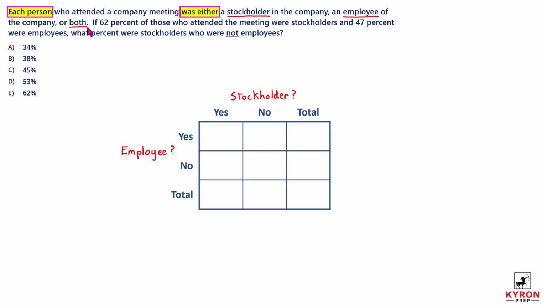To represent this classification in our table, we need to focus on the core of the table. The core of the table is these four cells, which are the fundamental building blocks of our universe. All of these other cells on the edges here are totals that you get by combining these building blocks. To say that everybody was a stockholder, an employee, or both is to say that everybody was in one of these yellow cells. Here are the stockholders and here are the employees.